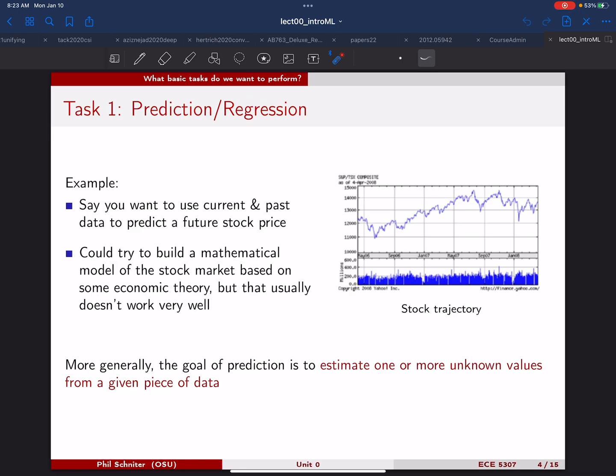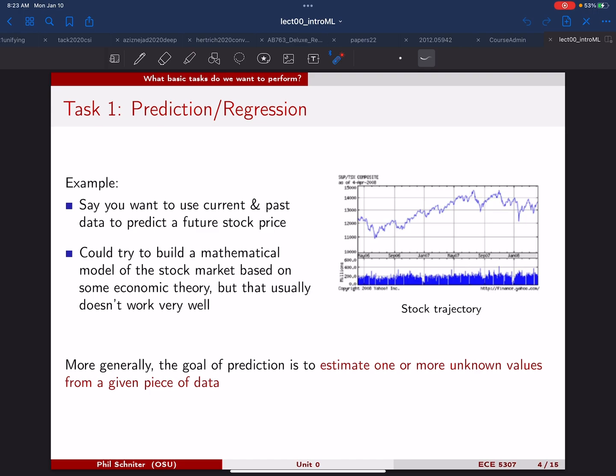So here's an example. Say you want to use current and past data to predict a future stock price. So the traditional old-fashioned approach would be talk to an expert, an economist, ask for a mathematical model of the stock market, and then based on that mathematical model, try to use that model for prediction. So the trouble with that is the stock market and many other processes are very difficult to model. And so there's many, many theories and all that, but if you try to actually make money in the stock market with these theories, they don't really work. So that would be the old way.